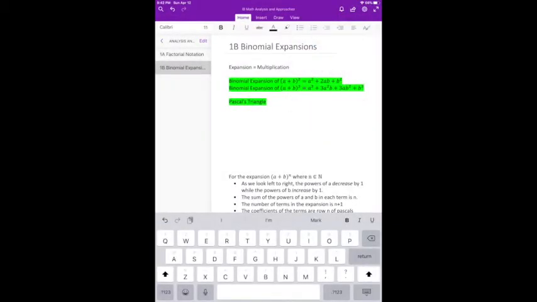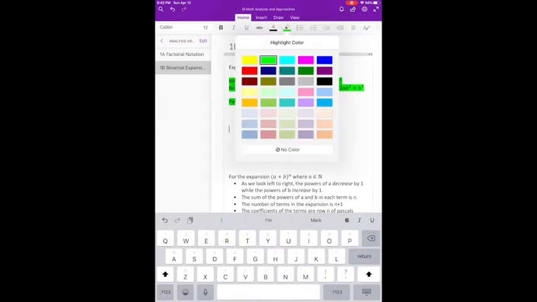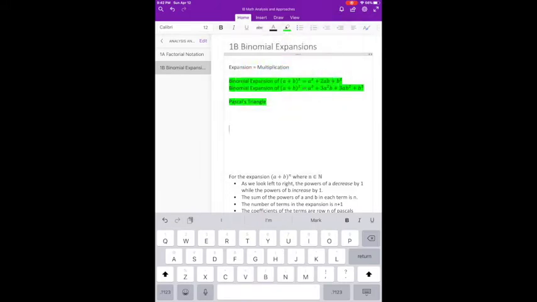Alright guys, we're going to go ahead and do notes for 1B, binomial expansions. So first off, expansion basically just means multiplication. Okay, so you have two binomial expansions there.